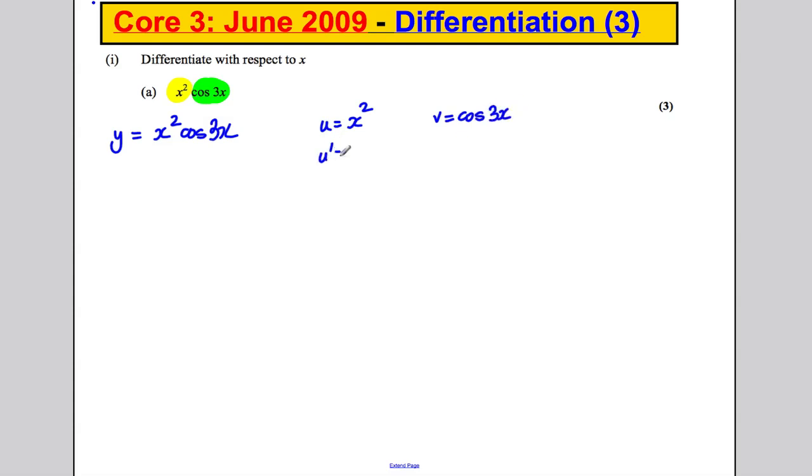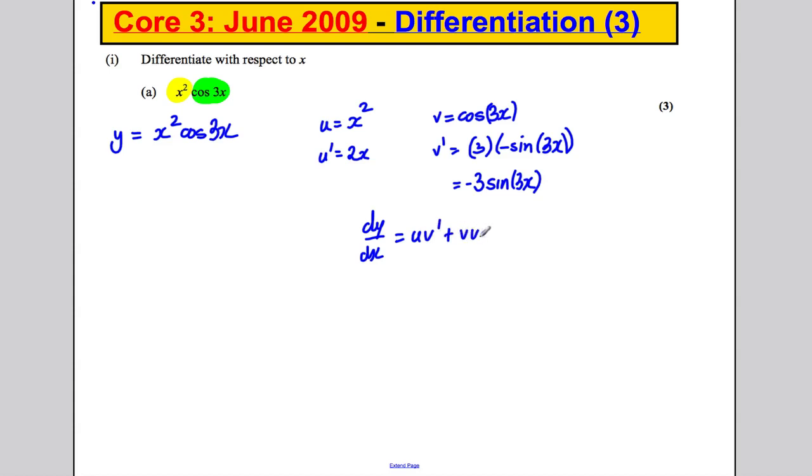u dashed is therefore 2x. v dashed, well, the differential of 3x is 3. The differential of cos, this is all by the chain rule, is negative sine, and then you keep your 3x, which is just negative 3 sine of 3x. Then the product rule, remember, says that dy by dx is uv dashed plus vu dashed.